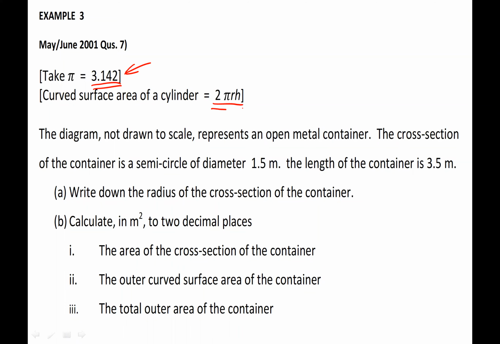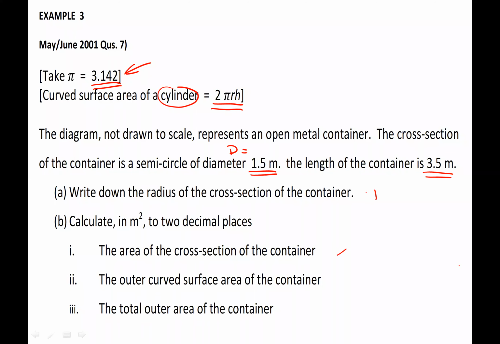They told us what the curved surface area of a cylinder was. And they said the diagram, not drawn to scale, represents an open metal container. The cross section of the container is a semicircle with diameter, that's D, equal to 1.5 meters. The length of the container is 3.5 meters. Write down the radius of the cross section.